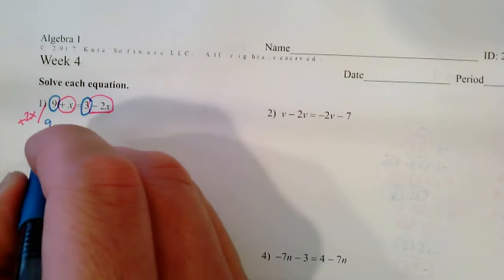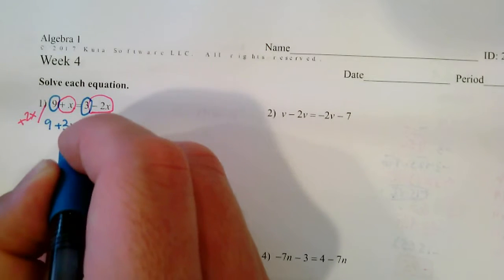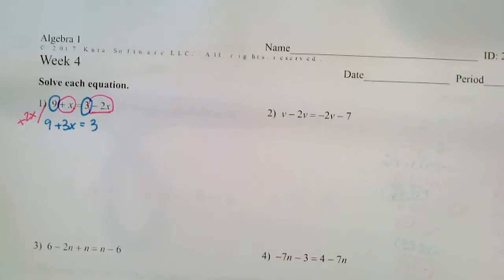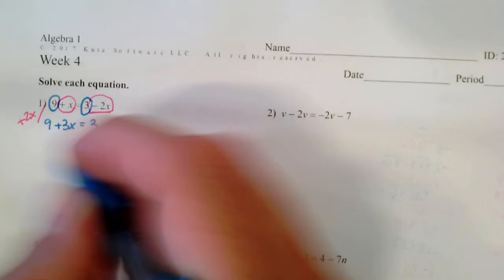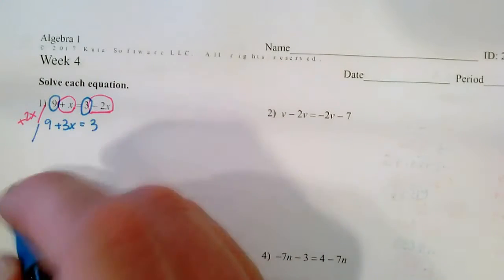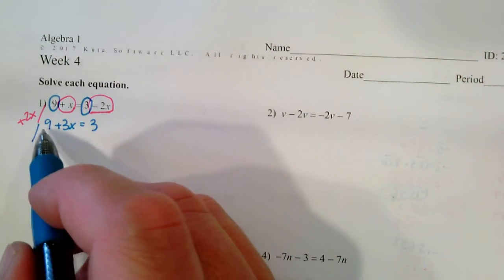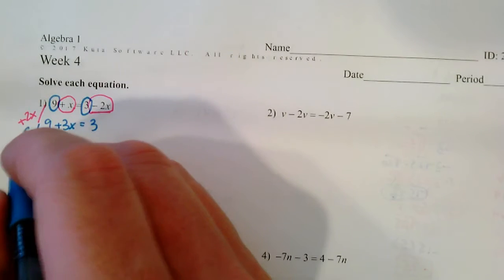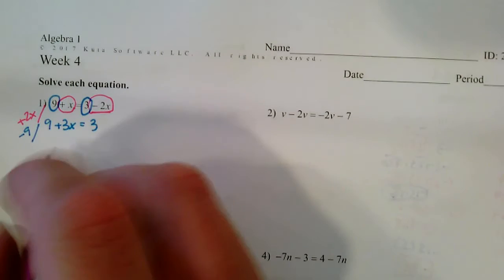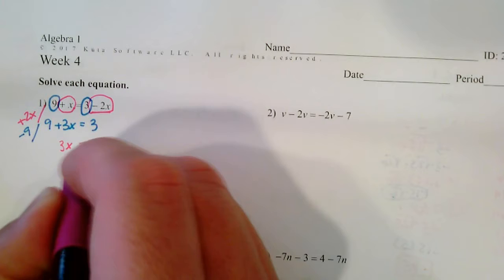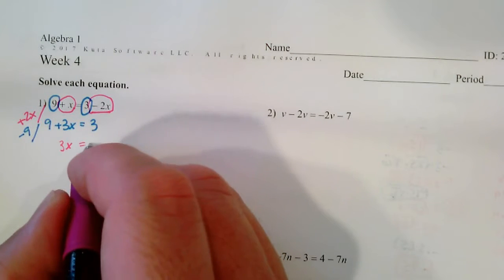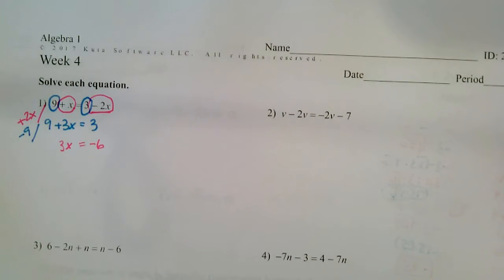And then x plus 2x is 3x. And that leaves the 3 as is. Okay. Next, we want to get this 9 over on the other side. So we're going to subtract 9 from both sides. That's going to leave the 3x alone. But the 3 over here, subtract 9, is going to be negative 6.